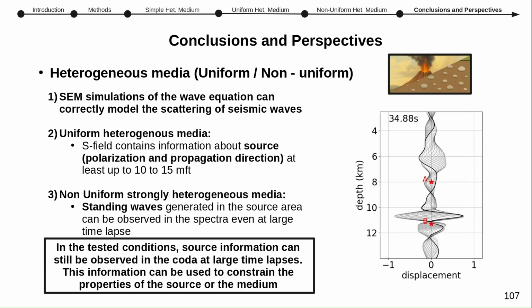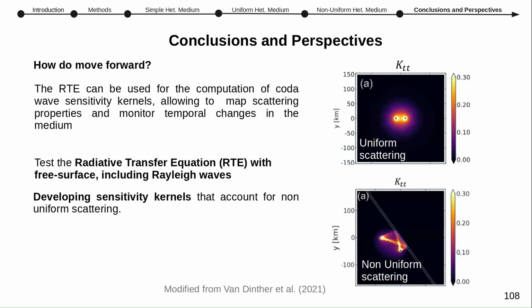And now I would like to show one quick slide on the perspectives, how to move forward. Let's say that we used RTE for the reliability assessment of spectral element simulation, but because RTE is able to provide information about the propagation of waves in an ensemble of media, it can be used for other applications, for instance, for the computation of the coda sensitivity kernel, which are functions that allow us to map the scattering properties and monitor temporal change in the medium.